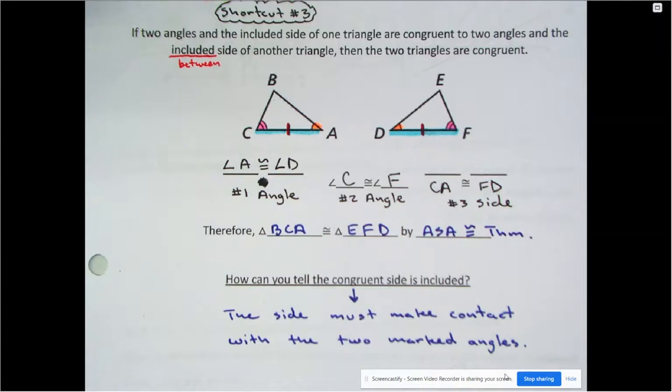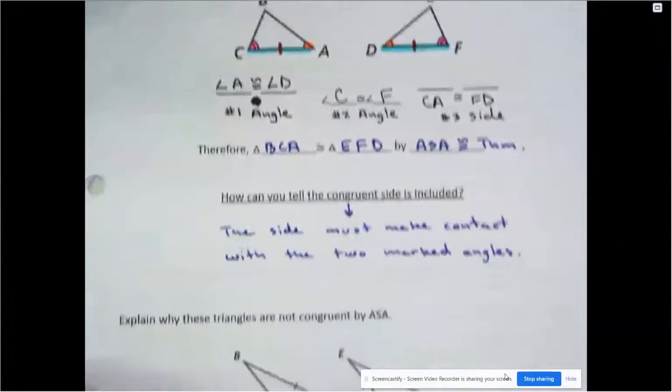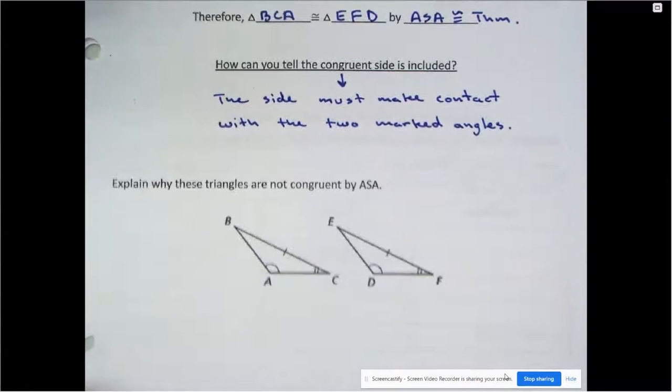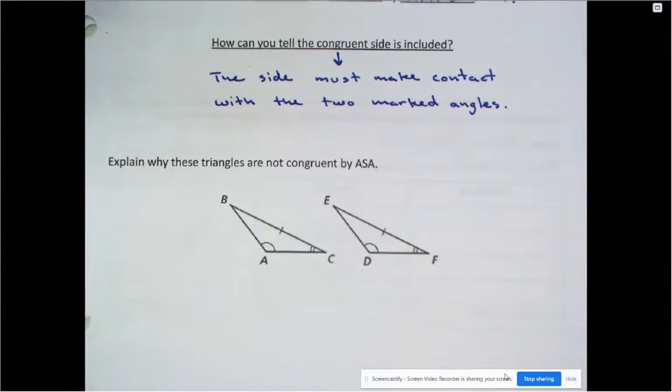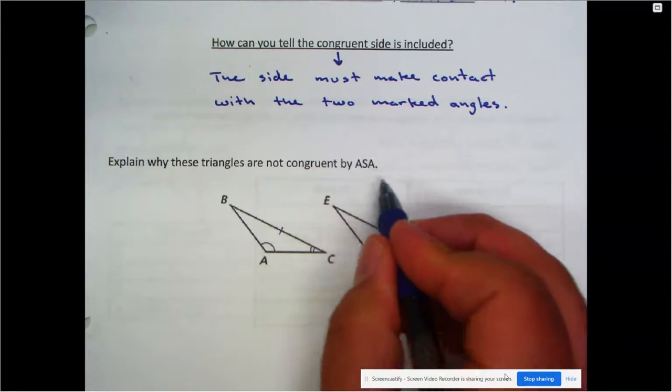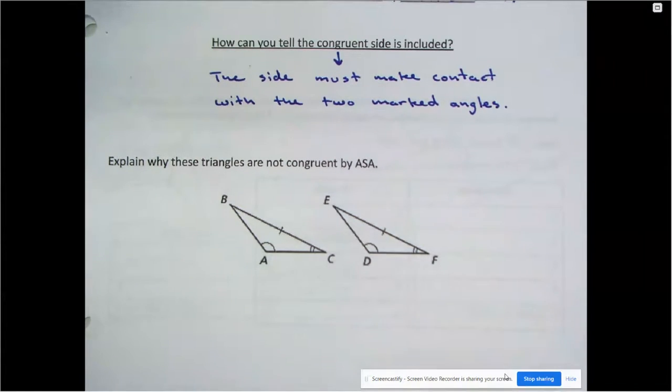Now, at the bottom, there's a little question here for us. Very similar to some of the questions that are on your homework. This is how quick your homework can be today. It says, explain why these triangles are not congruent by ASA. All right, well, first, let's make sure we have the right information.